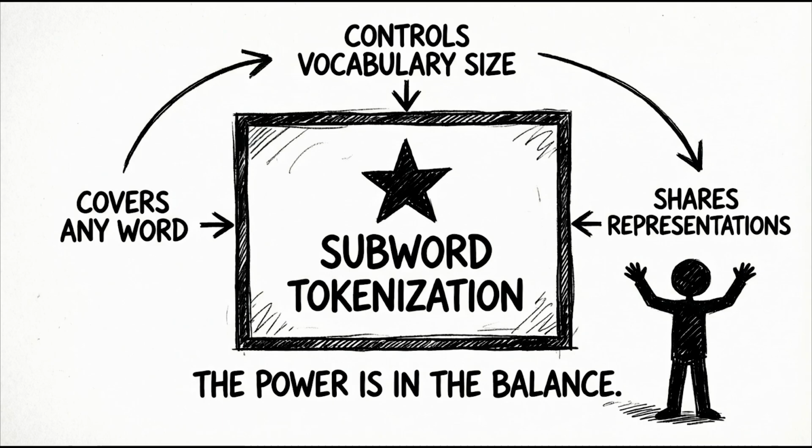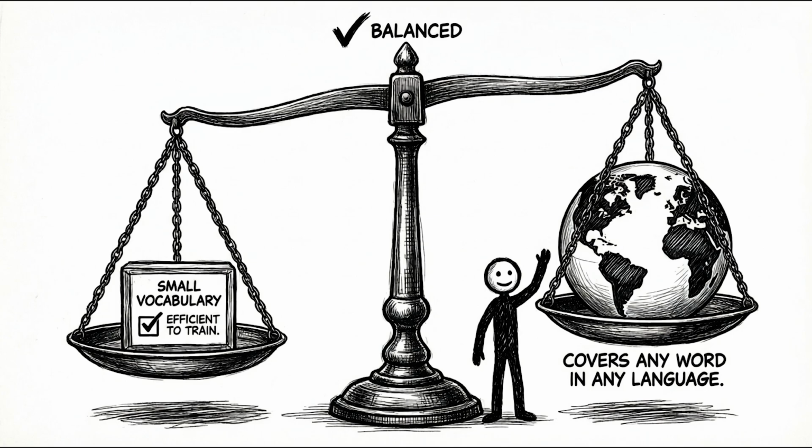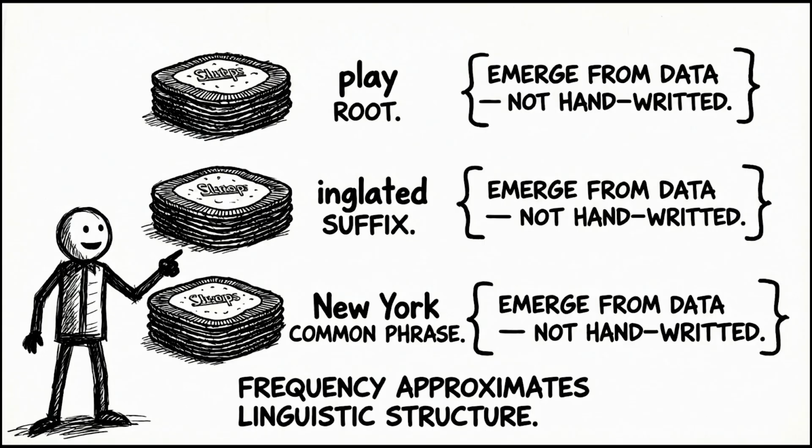In summary, what makes subword tokenization powerful isn't any single design choice. It's the balance it strikes. Small enough vocabulary to train efficiently. Large enough coverage that almost any word in almost any language can be expressed. And because subwords are learned from data rather than written by hand, the pieces that emerge tend to track real linguistic structures such as roots, suffixes, and common phrases. The tokenizer doesn't know grammar, but frequency does a surprisingly good job of approximating it.